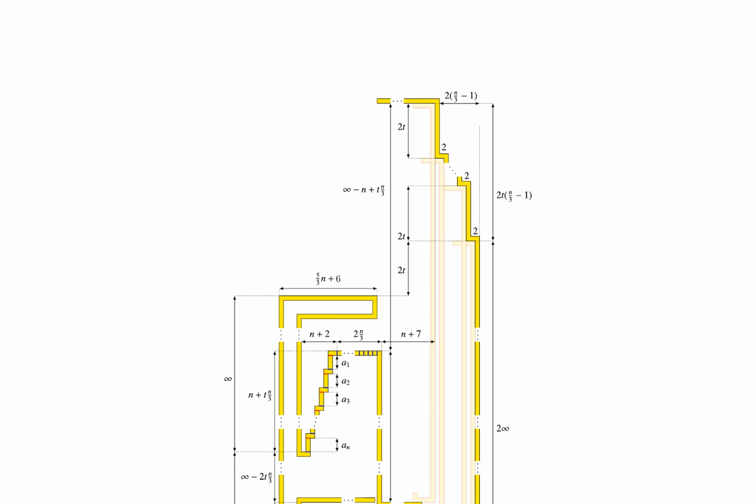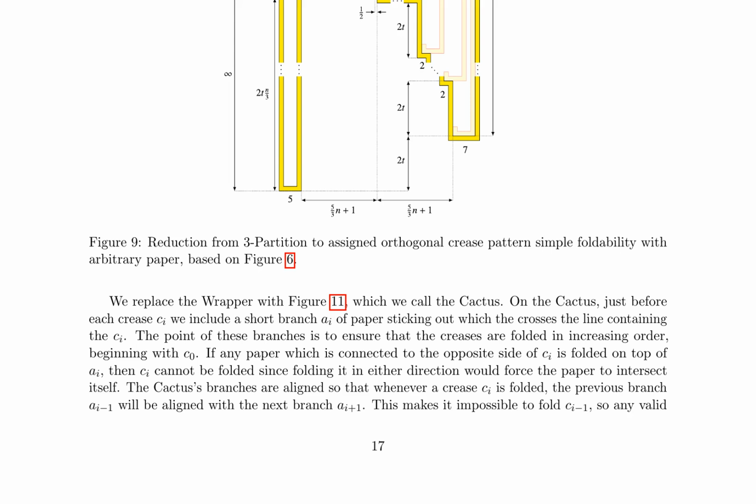The research paper presents a novel reduction from the three-partition problem to the assigned orthogonal crease pattern simple foldability with arbitrary paper. This is achieved through the introduction of a new structure called the cactus, which replaces the wrapper in the original reduction. The cactus consists of short branches that ensure creases are folded in increasing order, starting with C0. These branches are aligned so that when a crease Ci is folded, the previous branch Ii-1 aligns with the next branch Ii+1, making it impossible to fold Ci+1. This forces the folding to respect the intended order on the cactus.